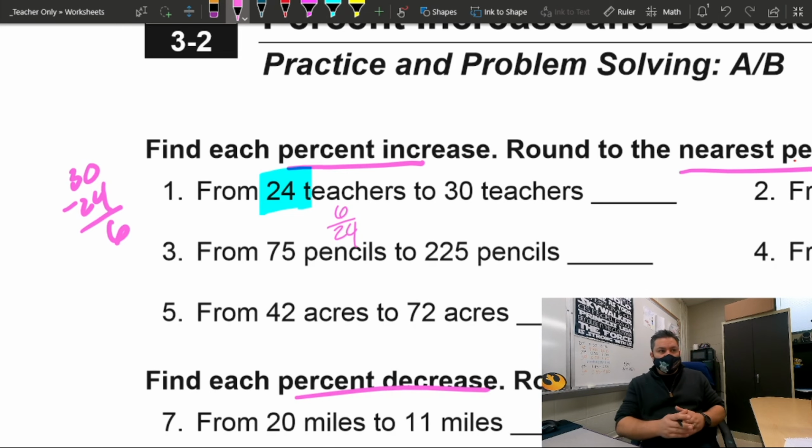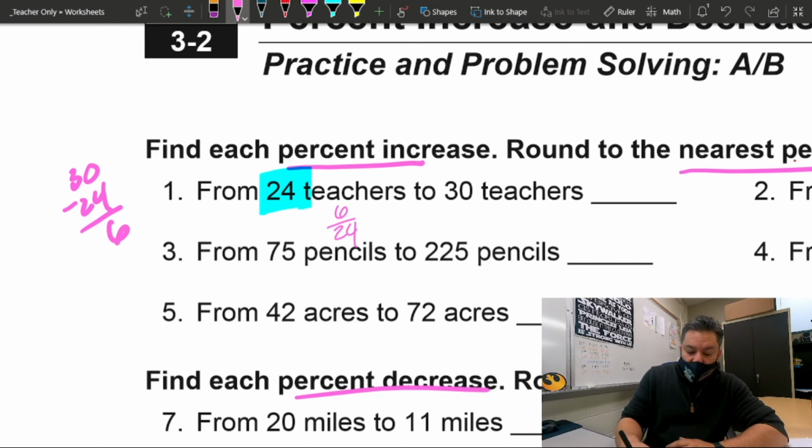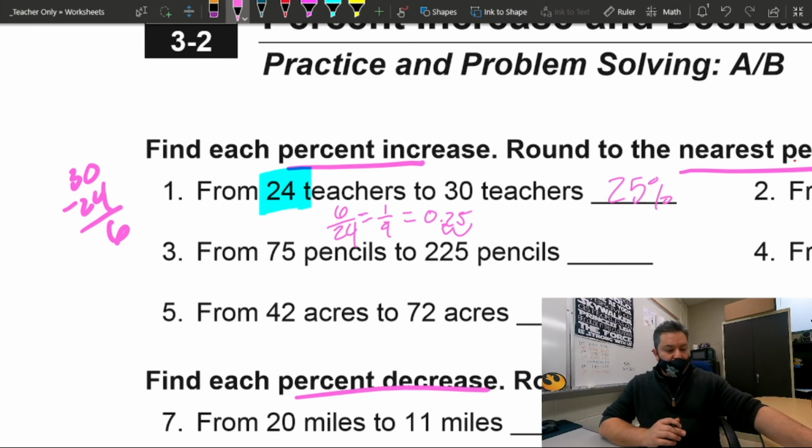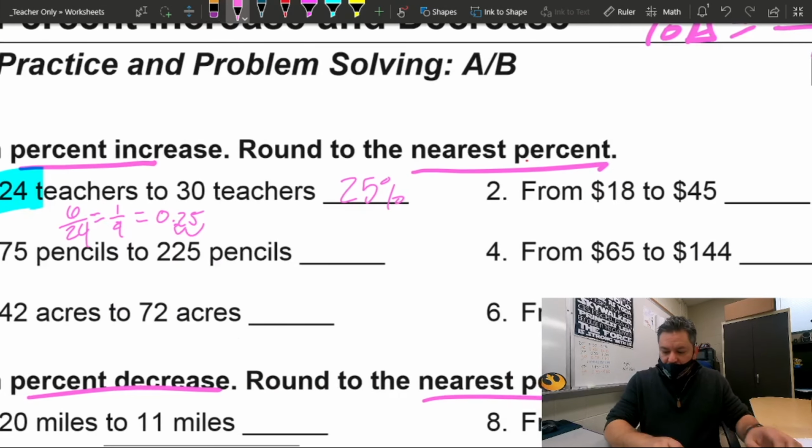At this point, you can either do long division or you can try and simplify. When you simplify this, you get 1/4. And I know that 1/4 is 0.25. And all I got to do at this point, instead of multiplying by 100, I can just move the decimal 2 places to the right. So my percent increase is 25%. That's simple. So number 2, same thing.